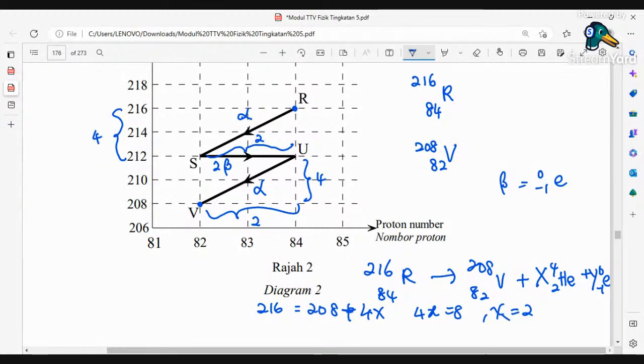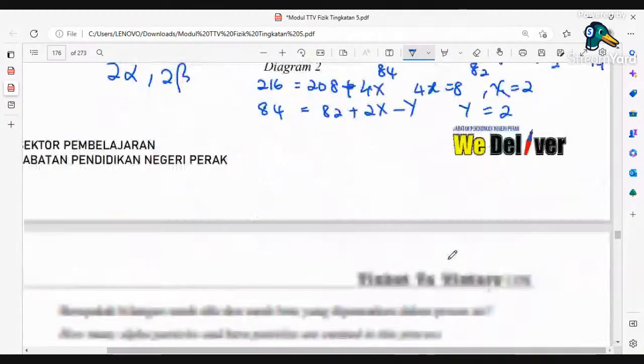Okay, and then use the proton number: 84 equals 82 plus 2x minus y. x equals 2. So you will get y equals 2. Okay, make sure it is correct. Same thing, so I have 2 alpha and 2 beta. Okay.